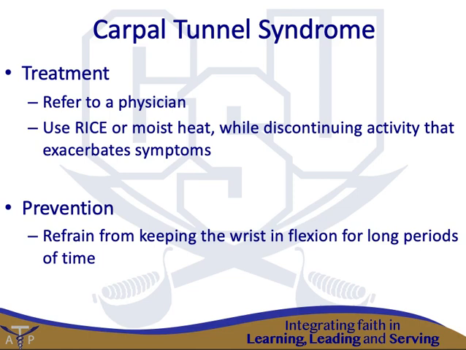We can also use RICE or moist heat to eliminate any pain or inflammation. Try to discontinue the activity that causes the symptoms to worsen, as well as take over-the-counter anti-inflammatory medications, and possibly splint the wrist at night or during the day in an extended position. For prevention of carpal tunnel syndrome, we want to refrain from keeping the wrist in flexion for long periods of time. And if we cannot do that, wear preventative ergonomic equipment to keep it in some sort of a comfortable, less stressed position and in some sort of slight extension.